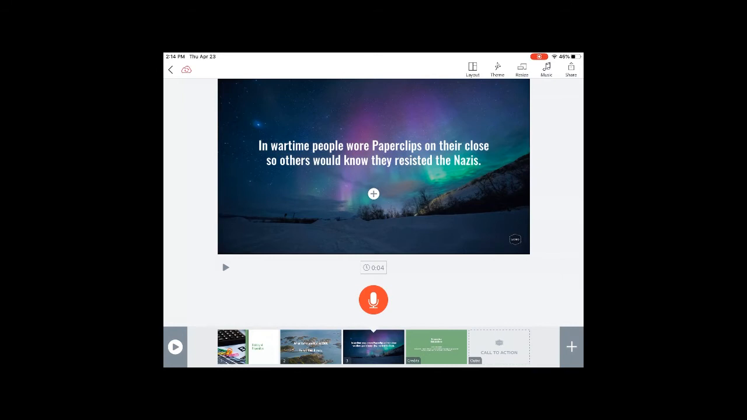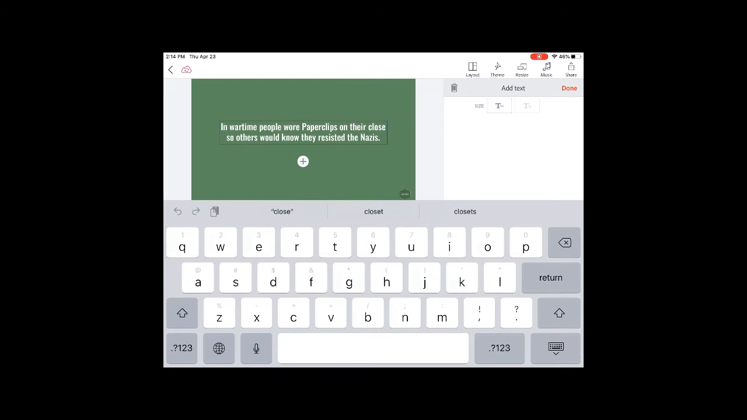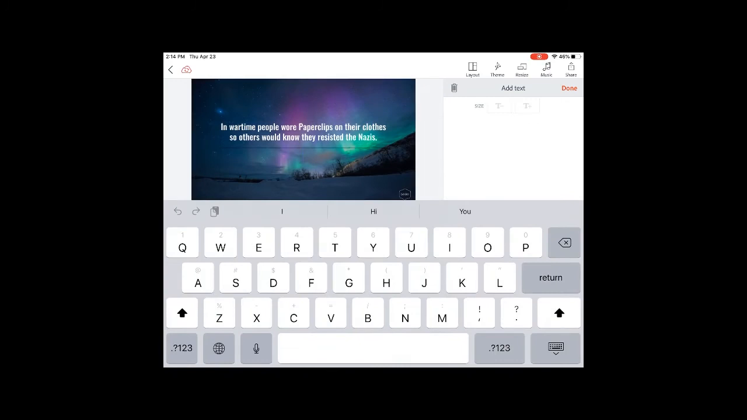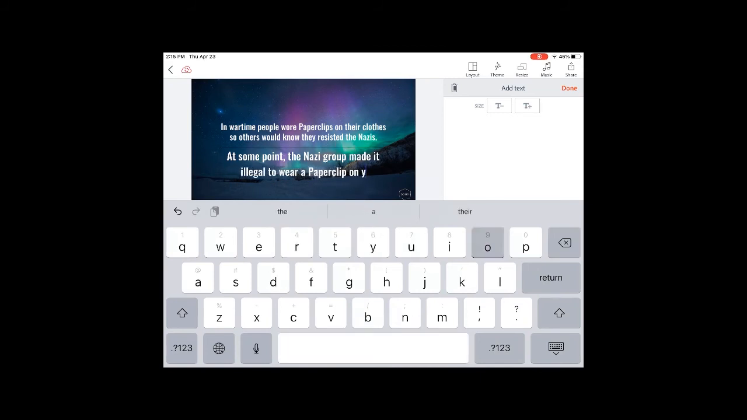With this layout, I can actually have two different text boxes. So as I was reading here, that even though in wartime, some people wore paper clips on their clothes in order to identify if they were with the Nazis or not with the Nazis. If you know anything about the Nazis, they were not a group you wanted to participate with. What's neat about this is, as I read later on, at some point, the Nazis made it illegal to wear a paperclip. Gonna add this on here. The Nazi group made it illegal to wear a paperclip on your clothes. And so you can pretty much think about what might happen if you were caught.